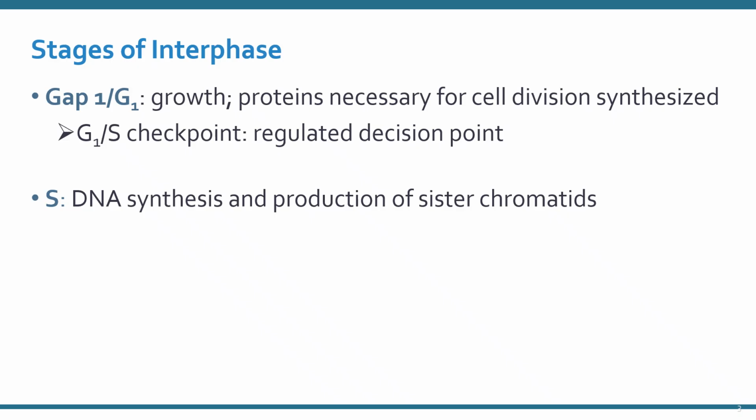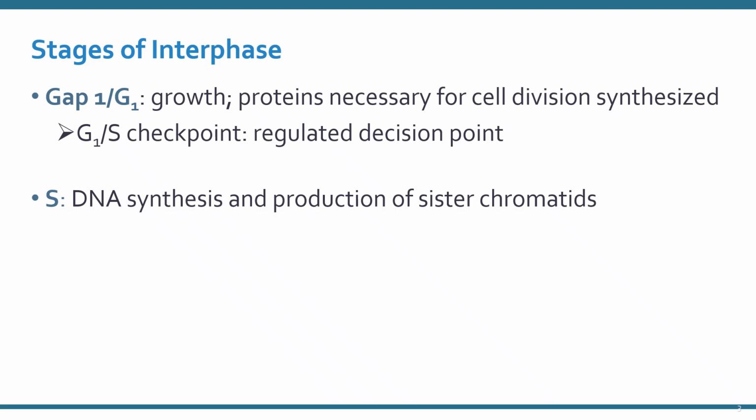After G1, the cell enters S phase. S phase is where DNA synthesis or DNA replication takes place. We're not going to learn about replication right now. We're just going to keep in mind that it happens. And the key thing here is that we are making enough DNA so that we can partition it into all of the cells that we're going to produce at the end of either mitosis or meiosis.